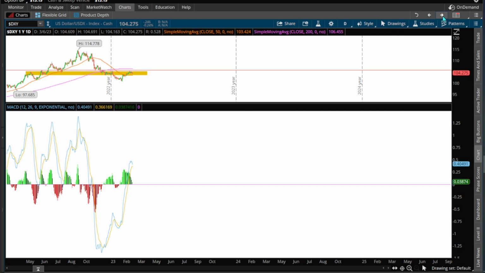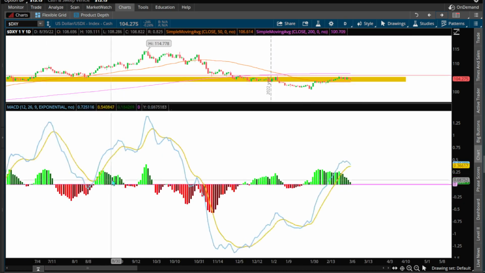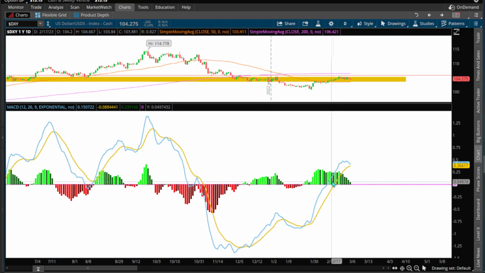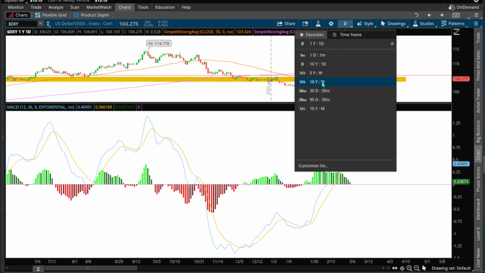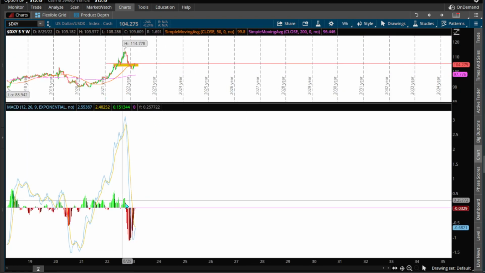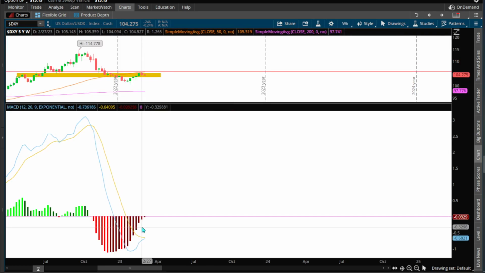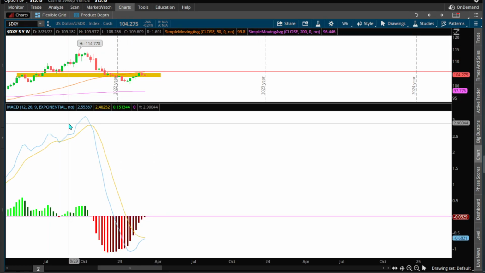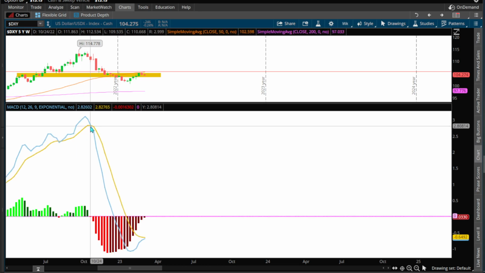Now let's just go ahead and look at the next ticker. So we're looking at DXY. Now if we're looking at the 1 year, 1 day time frame right here, we can see that this does look like it's about to have a bearish crossover. Now here's the conflicting information. If we're looking at the 5-year weekly, and we're zooming in right here, this looks like we're about to have a bullish crossover.